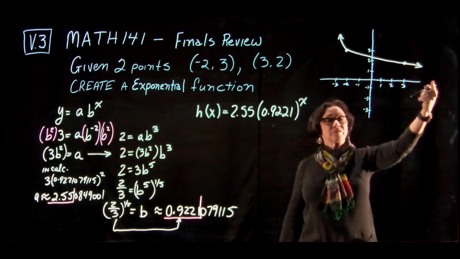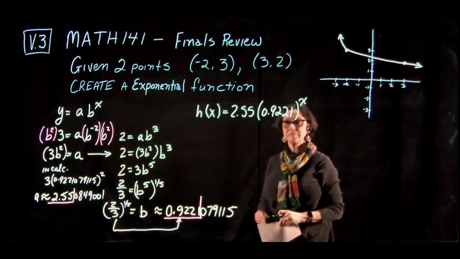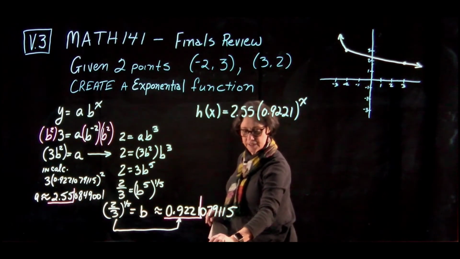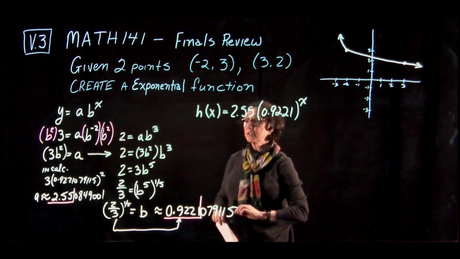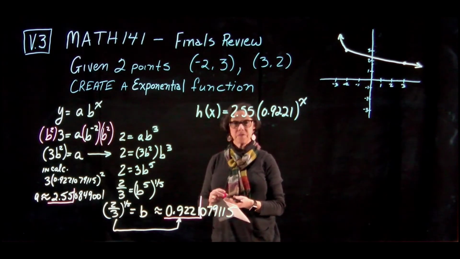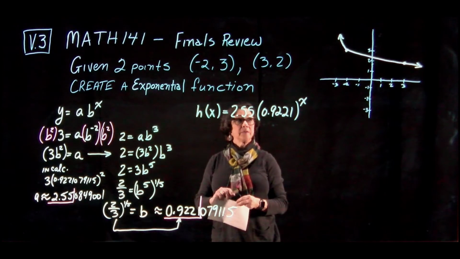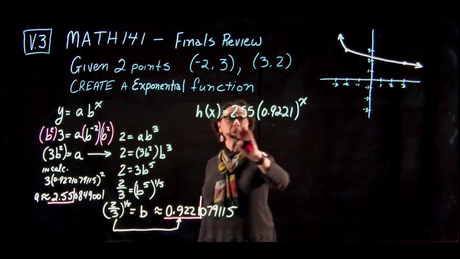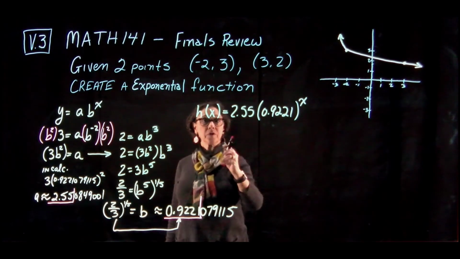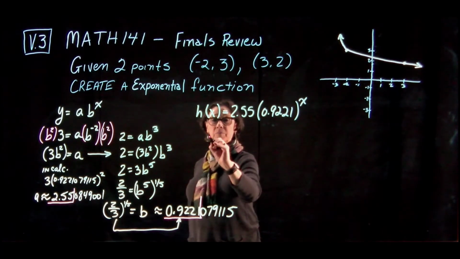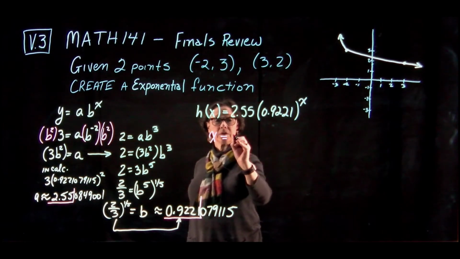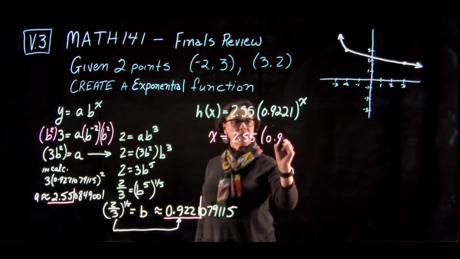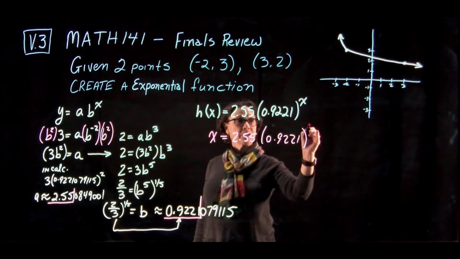This is a decay function. The next step that I'd like to show you is how to find the inverse function. And the inverse function is found by, first of all, switching our x and our y variables. So instead of a y over here, I'm going to put x equals 2.55 times 0.9221, and I'm going to raise that to the y.